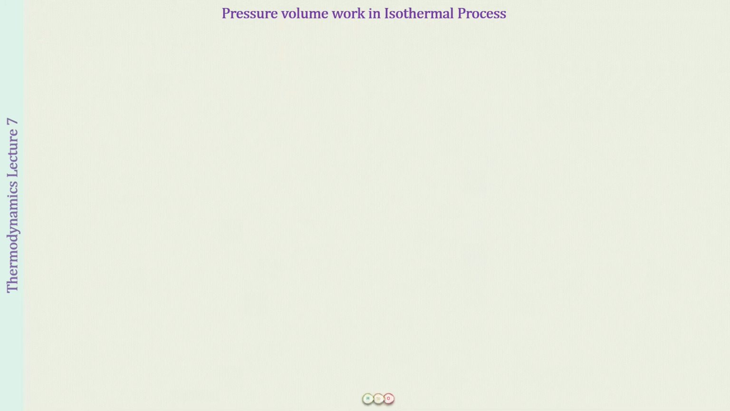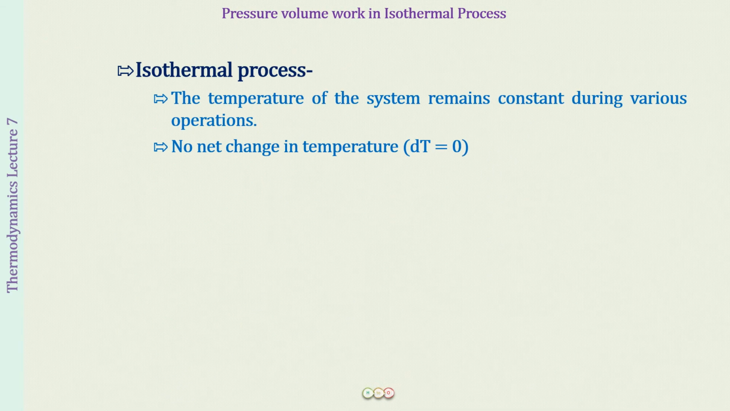So now let us understand what we mean by an isothermal process. It is the process in which the temperature of the system remains constant during various operations and there is no net change in temperature, that is dT equal to 0. Supposedly we have a process going on. The initial temperature of the system is 300 Kelvin. So the final temperature should also be 300 Kelvin.